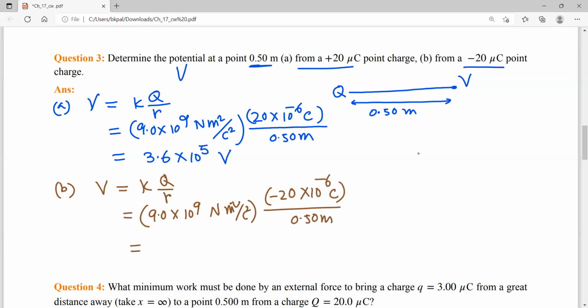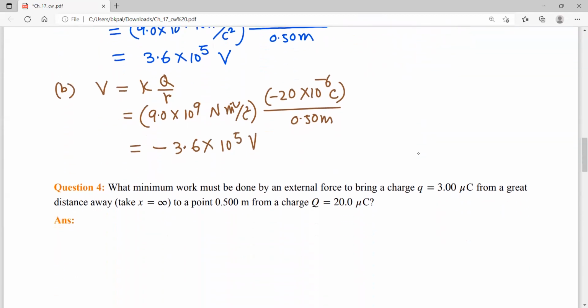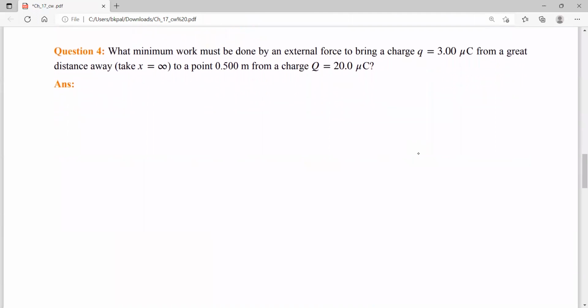Okay, and then the value will be negative 3.6 times 10 to the power 5 volt. Okay, all right, let's move on.